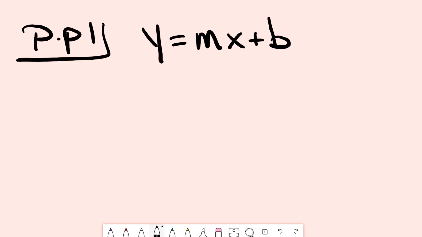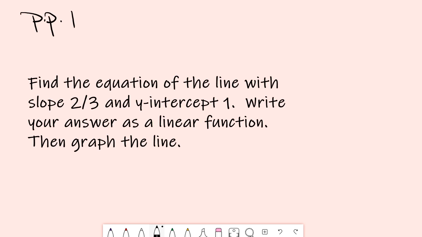We've got a problem. We've got our first example in the practice problems. It says find the equation of the line with slope 2/3 and y-intercept 1. Write your answer as a linear function, then graph the line.